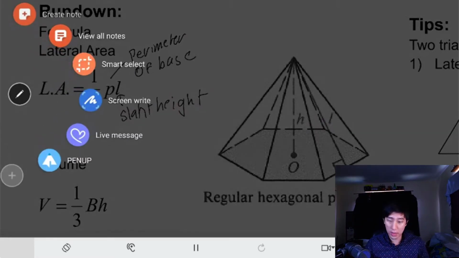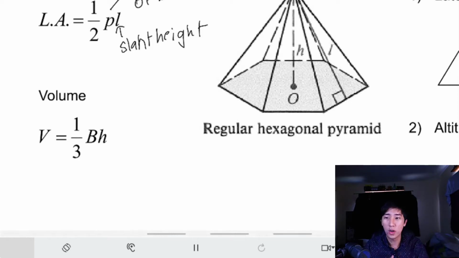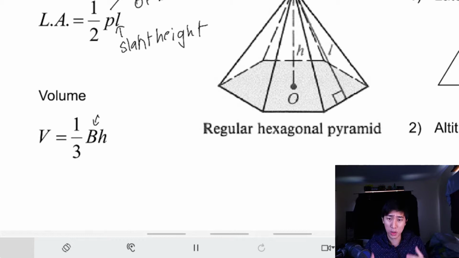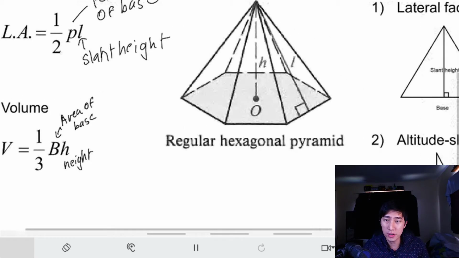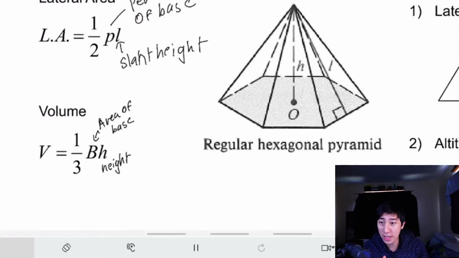Then after this, we're going to be dealing with volume. Again, volume is how much stuff fits inside, and volume is going to be 1/3 base times height. So it's really similar to your prism volume, but instead of base times height, it's 1/3. So a pyramid has 1/3 the volume of a prism. So 1/3 area of base times height. And again, another word for height is altitude. They're used pretty interchangeably here.